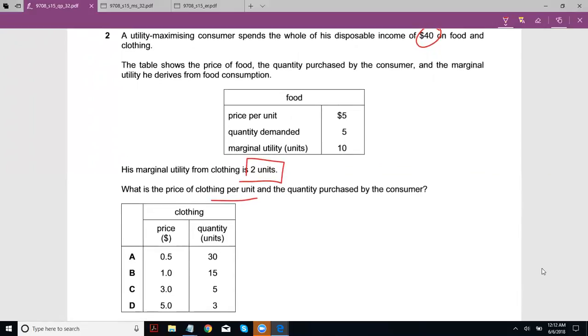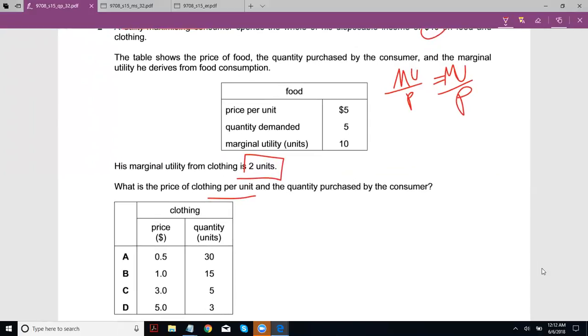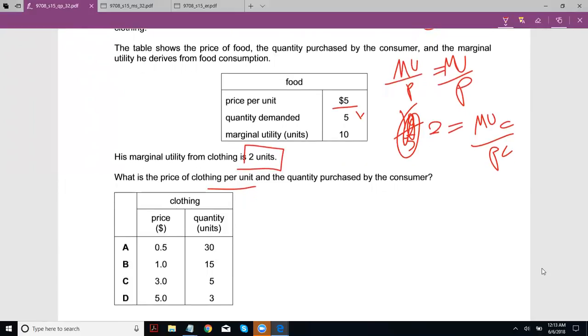If he's utility maximizing, he is operating at consumer equilibrium, where the marginal utility per price for both products should be the same. We know the marginal utility of food is 10. The quantity won't really matter in this case, but the price per unit is 5. This is basically 2, and the marginal utility of clothes upon the price of clothes also has to give you a ratio of 2. The marginal utility is 2.